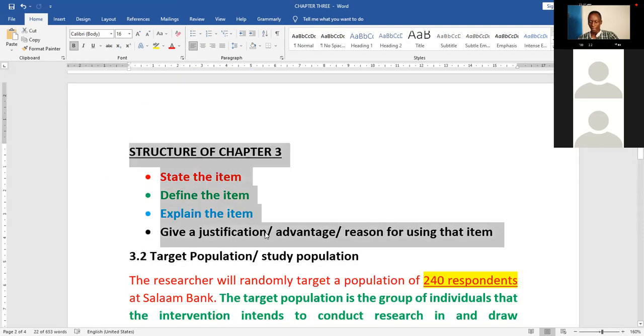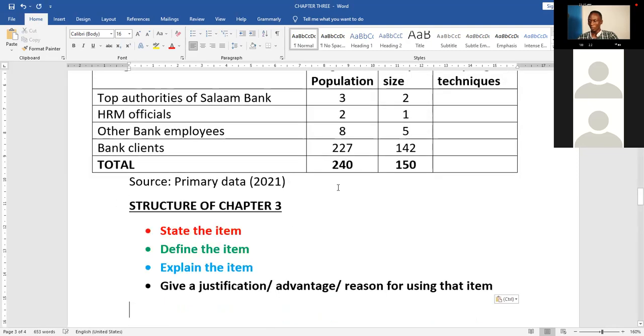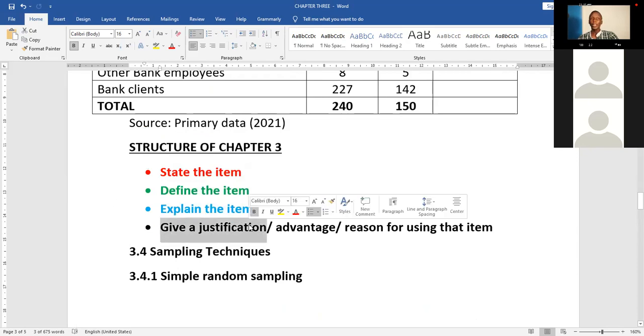You get it. Okay, let me bring it here, just like this. So the first one, you're supposed to state the item. The second one should be define the item. Third one should be explain the item. And then the last one should be give a justification. So that is the structure that you're supposed to go through.